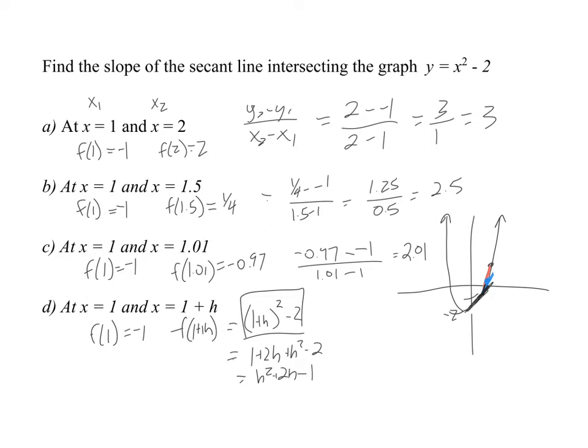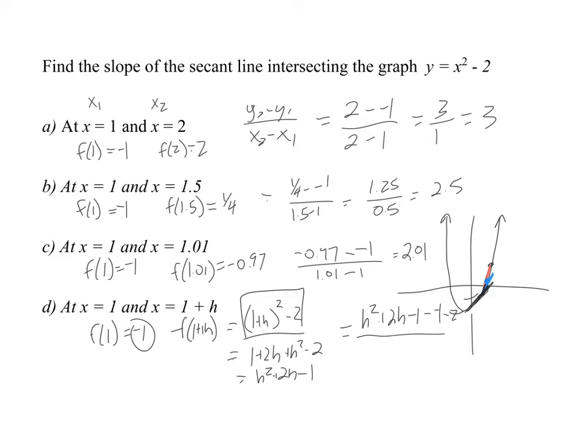So it's kind of weird algebra, but it actually is going to work out nicely when we put it in our formula. So now if we do our rise over run formula, we'd have h squared plus 2h minus 1 for the first coordinate. Our y2 was minus 1 again, so we go minus minus 1.